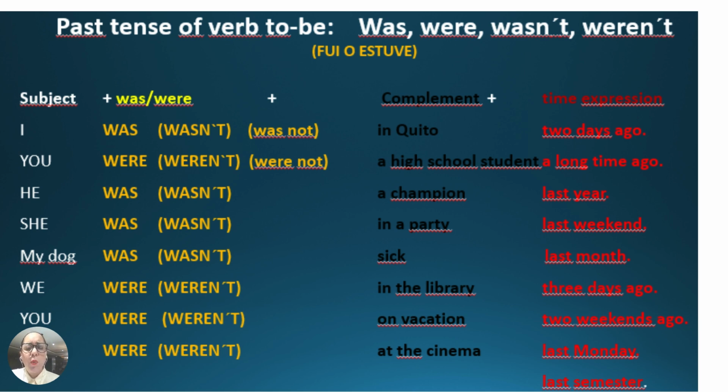I was at home all day. The students were in class yesterday, or they were in Spain last summer. To describe past events: it was cold yesterday. The students were excited about the trip.